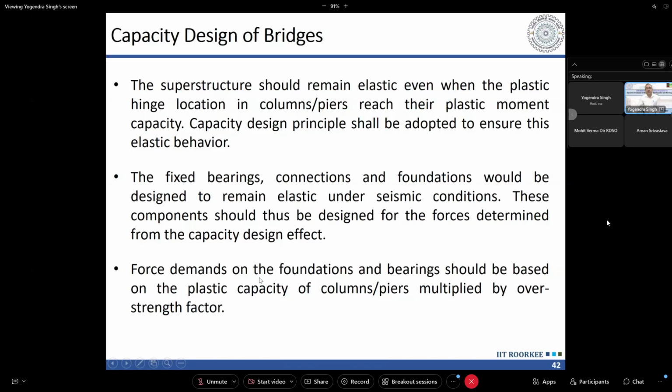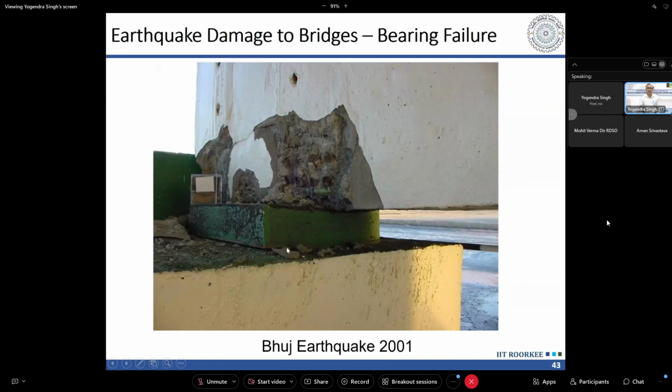And similarly, the force demand on the foundation and bearing should be based on plastic capacity of the pier. So we will first provide reinforcement in the pier, and then we will calculate the provided capacity, and that provided capacity we will use for design of bearings and other. Okay, so this we have discussed.